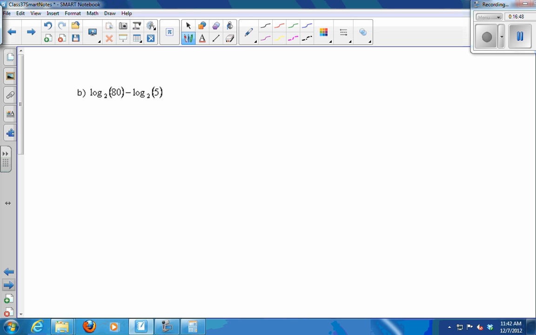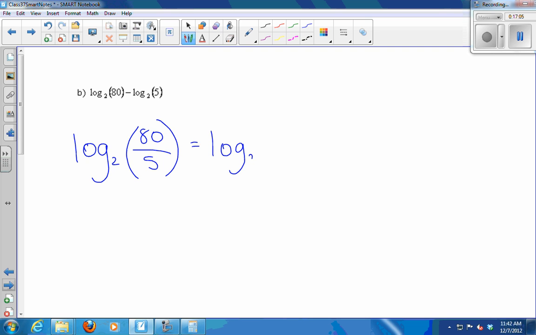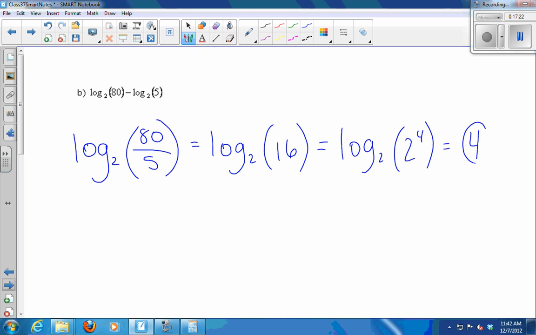Okay, so now I have a subtraction. I could combine them by doing what to the two inputs? Dividing. So I would write this as a single logarithm where I divide the inputs. So this is log base 2 of 80 divided by 5, which would be 16, yeah. And what's log base 2 of 16? 4. Because I could rewrite 16 as 2 to the 4th, which would be 4.